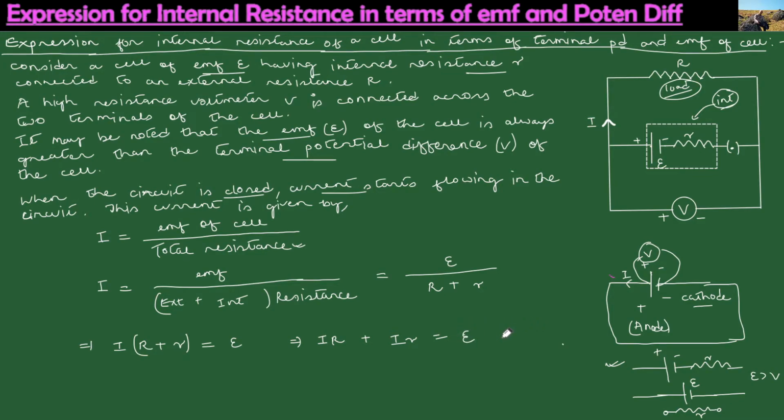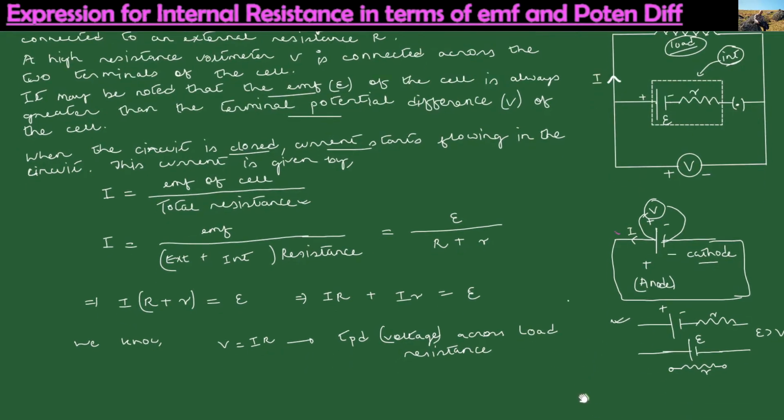Now, we also know, by using Ohm's law relation, that this IR term is nothing but the terminal potential difference. That IR term is the terminal potential difference across this load resistance. So this V equal to IR is the terminal potential difference, or we define this as the voltage across that load resistance capital R.